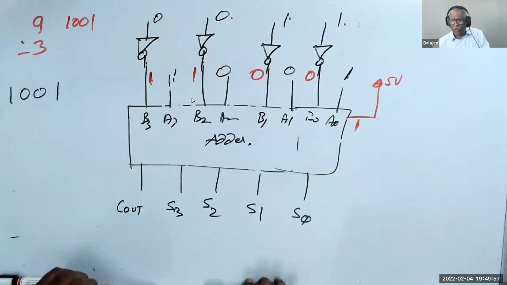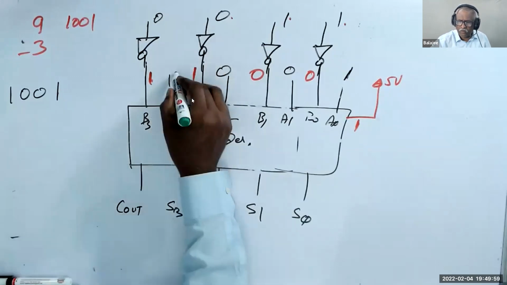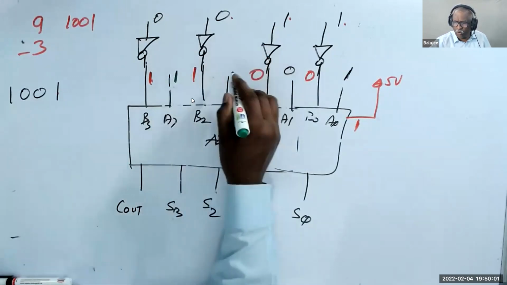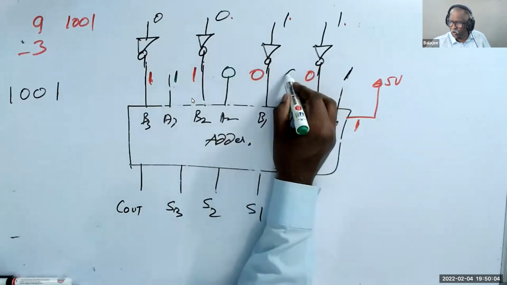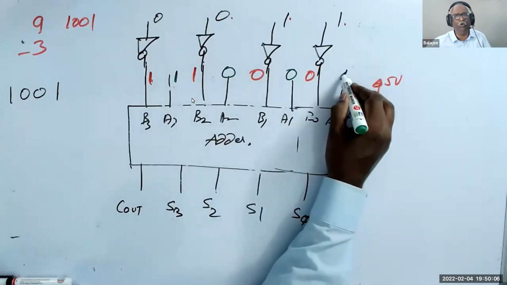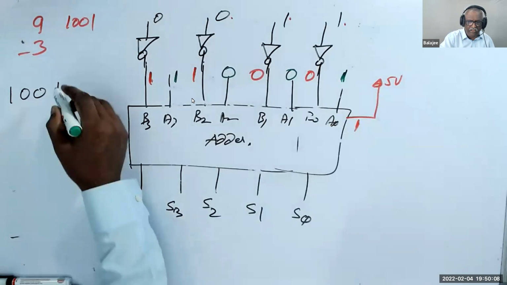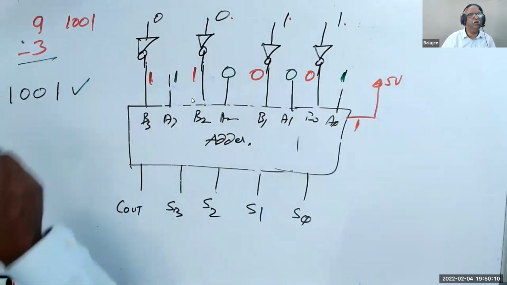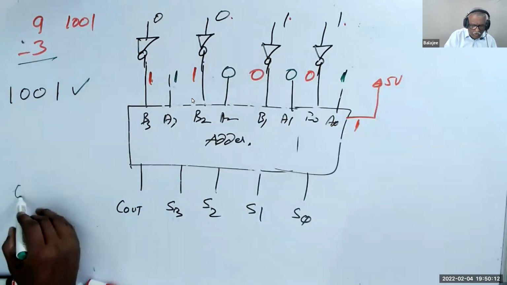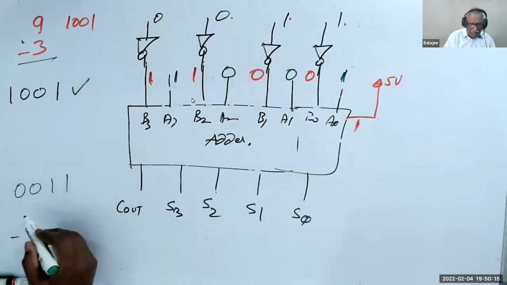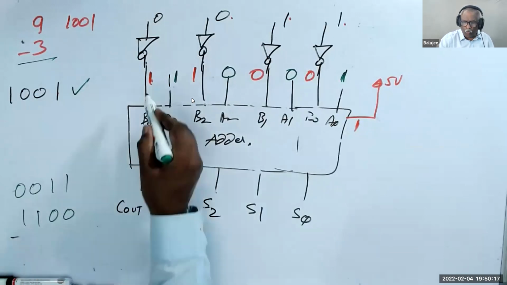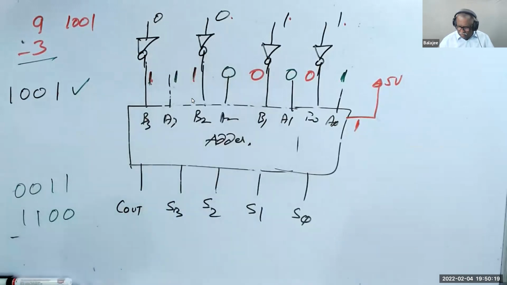Then you know that A is 1, 0, 0, 1. Done. I don't change A. But B is minus 3. How minus 3? What am I doing? 0, 0, 1, 1. I'm taking the ones complement. It becomes 1, 1, 0, 0. So 1, 1, 0, 0.